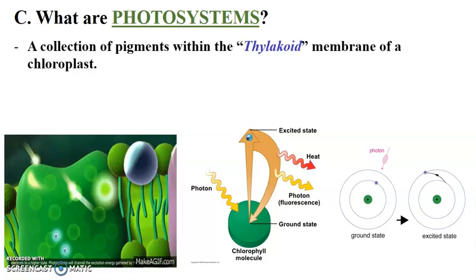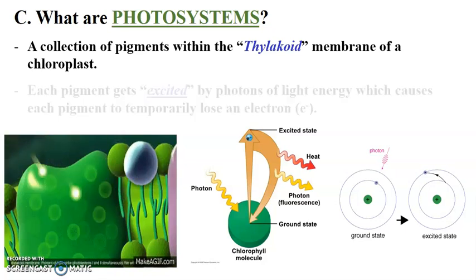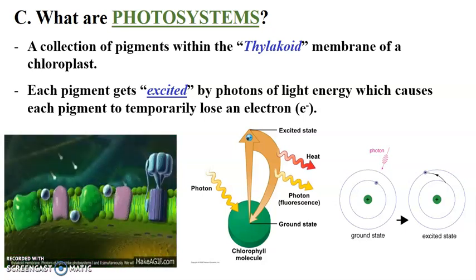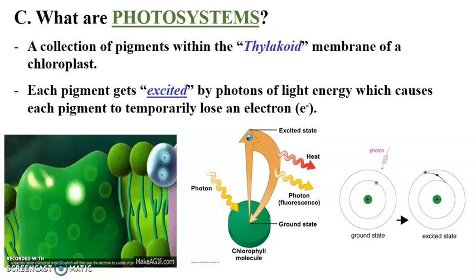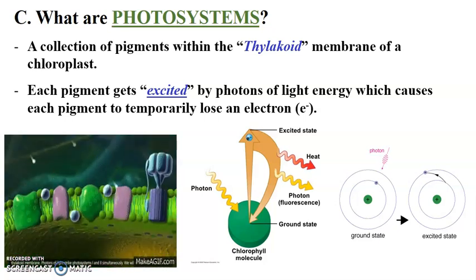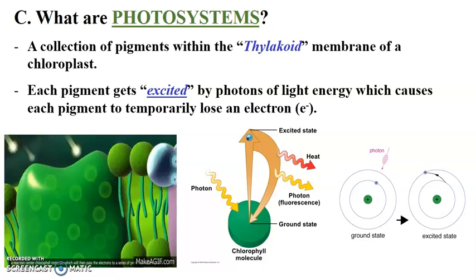A photosystem is, like I just mentioned, a collection of pigments found within the thylakoid membranes themselves, each and every one of them. When these large groupings of pigments get struck by light, they become excited by photons. Photons is a fancy word used to describe a beam of light energy. Think of it that way. A beam of light energy, or photons, causes each pigment molecule to temporarily lose an electron. That's what I mean by excited, which I have in bold up there in blue.